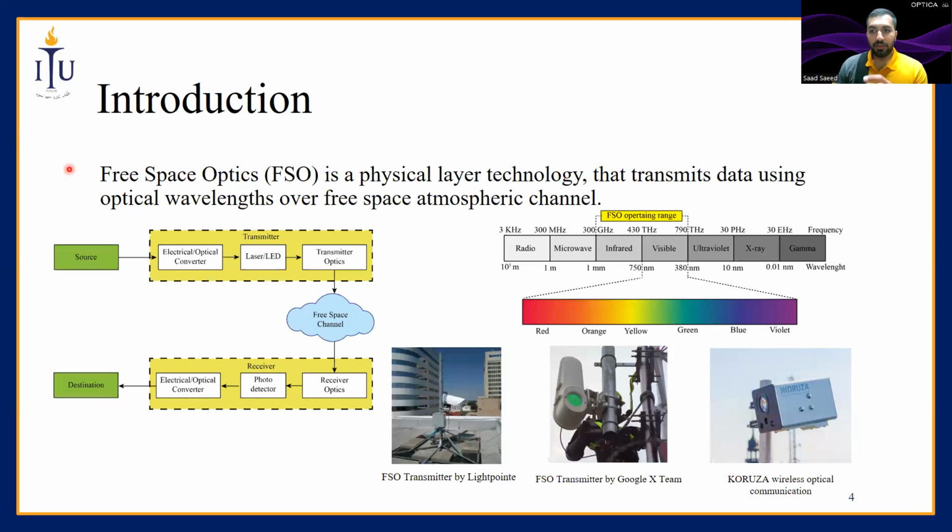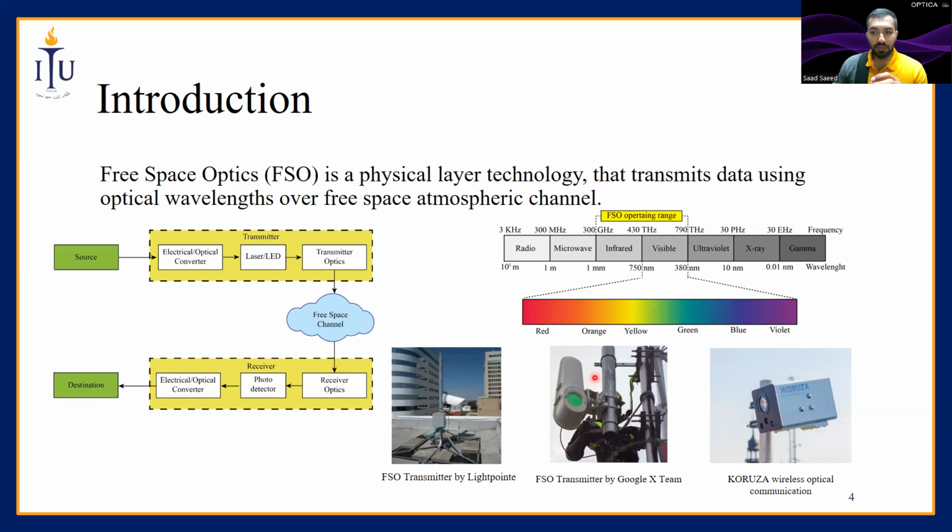Now, this is a brief introduction of FSO, which is a physical layer technology that transmits data using optical wavelengths over free space atmospheric channel. A basic FSO link design is given here, where the data is sent from the source and converted to the optical signal, which further drives the laser diode or the LED source. The transmitter optics here perform the beam shaping, and this optical beam is propagated in free space channel, that is the air. There will be some atmospheric effects on this optical beam, which I will be discussing in upcoming slides.